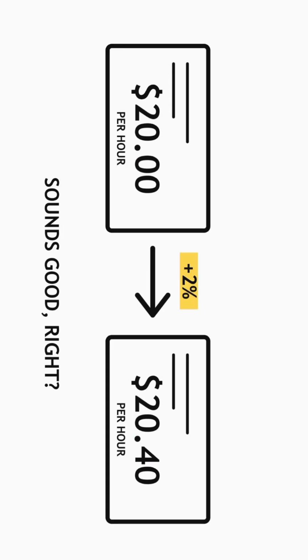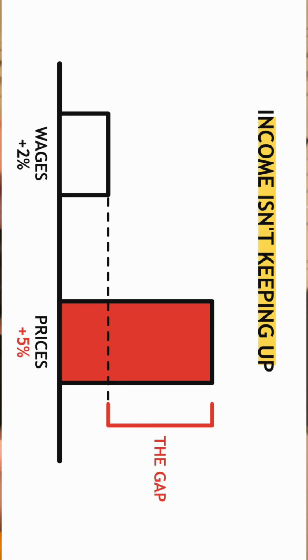Let's say someone earns $20 an hour. If their wage increases by 2%, their new wage could be $20.40 per hour. But if the prices of goods they buy increase by 5%, their income may not be keeping up with the cost of living. This is why inflation can be especially difficult for people whose wages don't increase as quickly as the prices. Personally, I think this is the easiest way to understand inflation. Like when you go shopping and notice that the same amount of money doesn't buy as much as it used to, you're experiencing inflation in your everyday life.